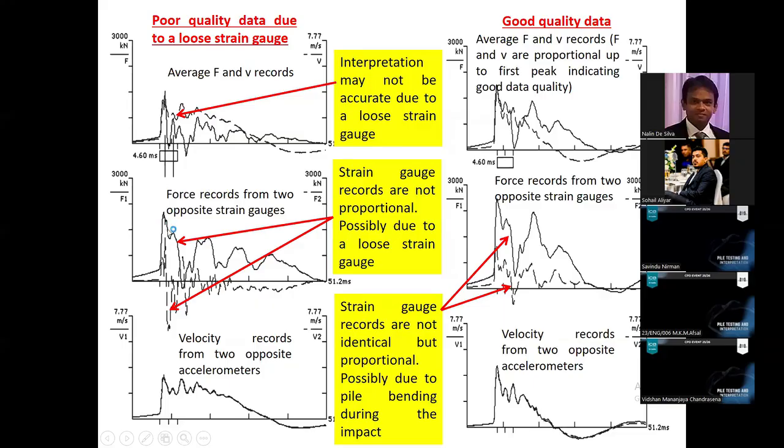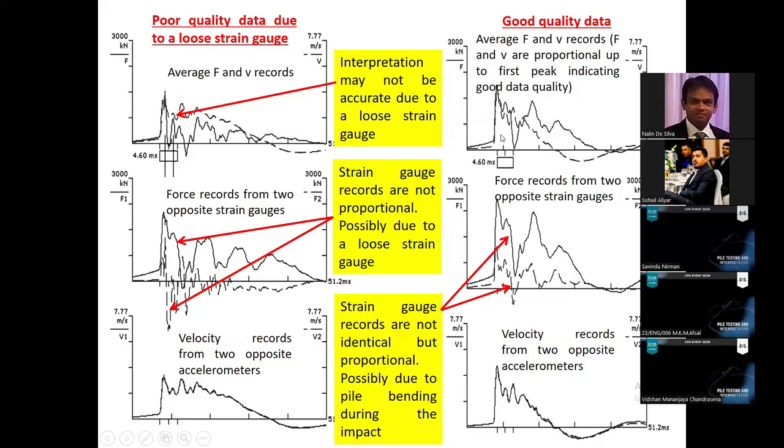So you can see totally different response. Then the velocity records obtained from two opposite accelerometers are very uniform, I mean, identical to each other. So the accelerometers are working perfectly, but the strain gauges are not working well. There must be something wrong with one strain gauge, possibly due to a loose strain gauge. So you have to check the quality of the instrumentation.